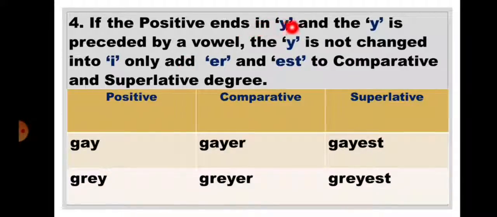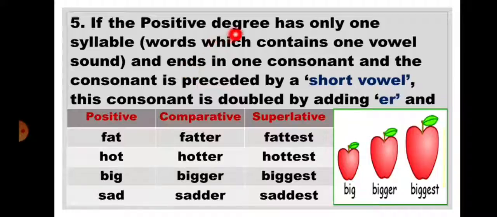Fourth, if the positive ends in Y and the Y is preceded by a vowel, the Y is not changed into I. Only add ER and EST to form comparative and superlative degree. For example, in positive degree, the word gay is ending with Y and before that it has a vowel A. So we are not going to replace Y with I. Only we will add ER to the positive in order to make it a comparative degree, gayer. And in superlative degree, again we will add EST to the positive in order to make it a superlative degree, gayest. Grey, greyer, greyest.